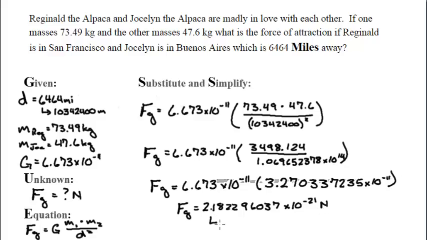And if I were to make that pretty in my class, I would say 2.18 times 10 to the negative 21 newtons, or 2.18 e negative 21 newtons.